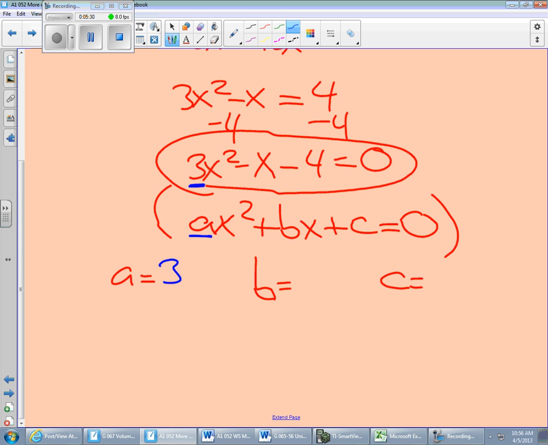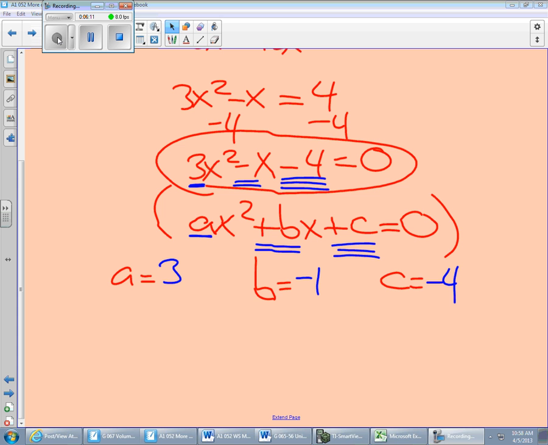How about B? B is the number that comes in front of x to the first. What comes in front of x to the first? Yeah, it's a 1, but remember, negatives and positives belong to the value that follows them. So it's not a positive 1, it's a negative 1. C, what's C? Negative 4. If you can get to this point, you've got a real fighting chance of getting the question right, because now all we have to do is plug into the formula.